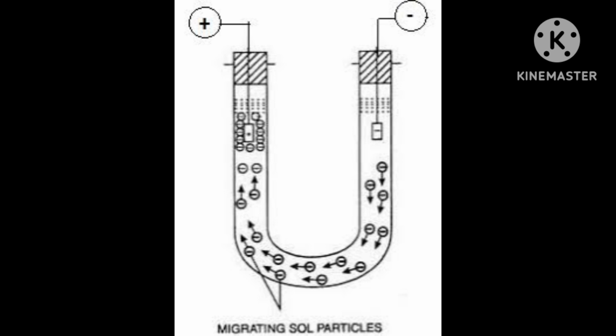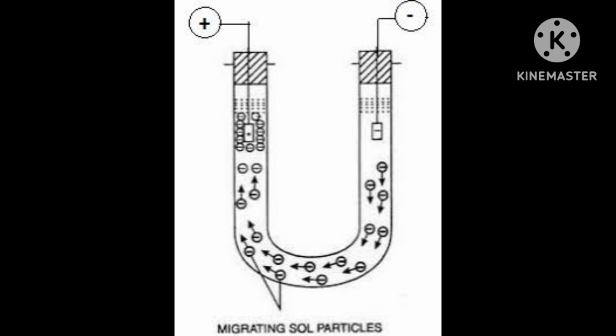By electrophoresis. What will happen here? The colloidal particles move towards oppositely charged electrodes, get discharged and precipitated. This is the first method. Second, by mixing two oppositely charged sols. If you mix two oppositely charged sols, then coagulation takes place.